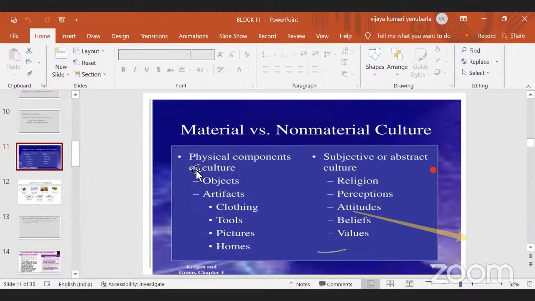So, the physical components of culture. These consist of objects, artifacts, clothing, tools, pictures, homes, gadgets, whatever you have.